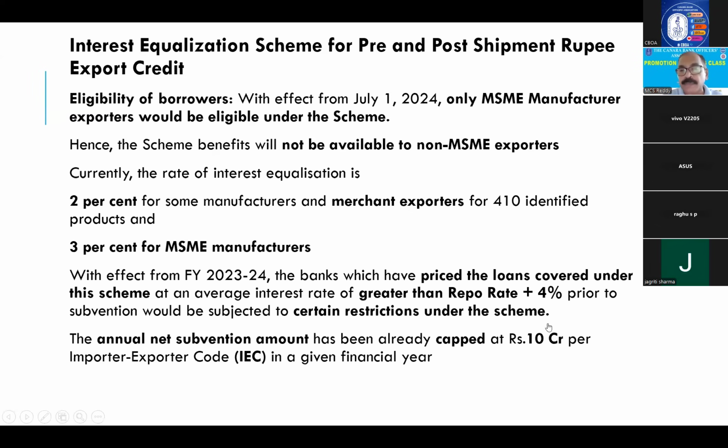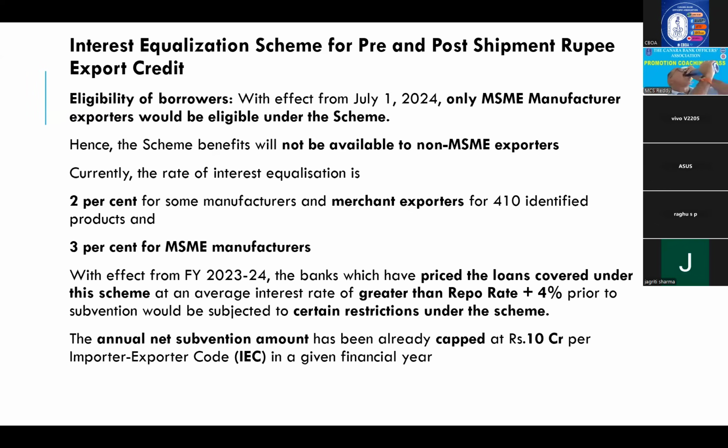This is also very important for the current exam. So here, mainly 3 points. One is only MSME exports are eligible for 3% interest subvention. The second one is the maximum rate, repo rate plus 4%. Beyond that, they should not charge for interest subvention. The third one is per IEC code, per party, the maximum subvention is 10 crores only per annum, calendar year.